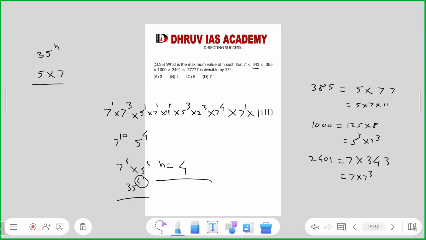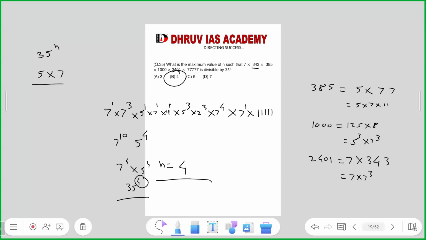Okay. Because see, we are factorizing it. 35 into factors of 5 and 7, and we are trying to find out the maximum number of times 5 appears and 7 appears, and pair it. See here, though 7 is appearing maximum times, 10 times, there is no matching 5. So we have to restrict ourselves only to 5 raised to 4 and 7 raised to 4. So the value of n is equal to 4. So option B here.